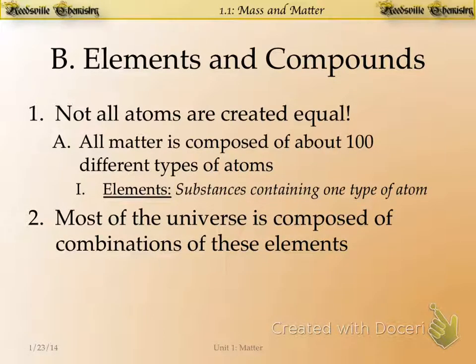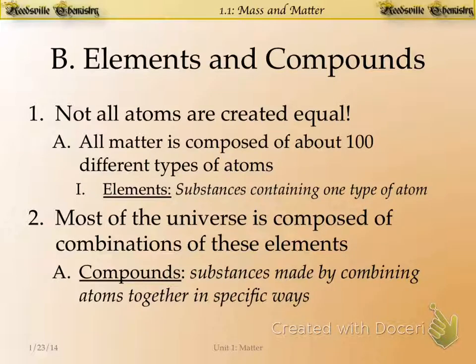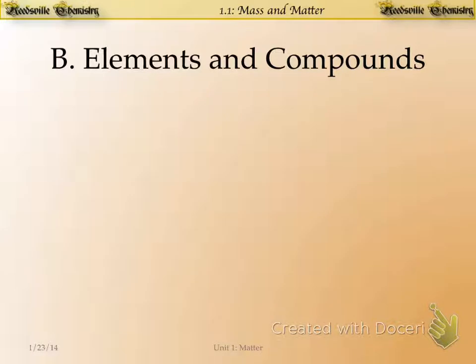Now, most of the universe, most of the things that you see around you, the computer in front of you, the hair on top of your head, and the clothes you are wearing, is composed of combinations of these elements, not just one specific element. And we call these combinations of elements compounds. Compounds are substances made by combining atoms together in specific ways. Later on in future chapters, we'll get more in depth about elements and compounds and molecules and all that minutia. Right now, we're just laying the framework and the groundwork for the beginning of our chemistry journey. So we've got elements, we've got compounds.